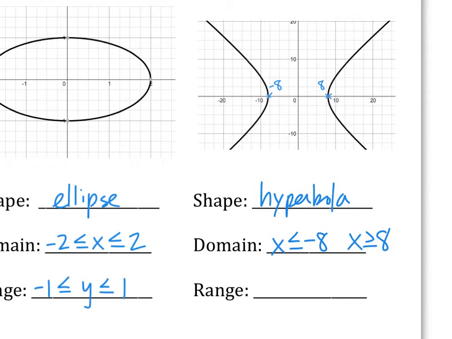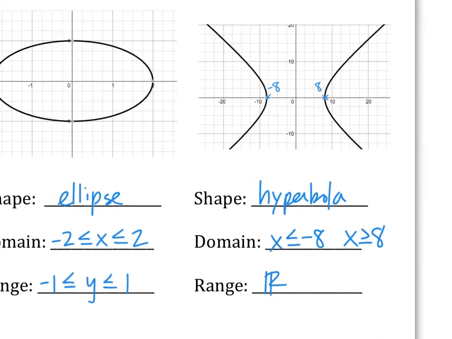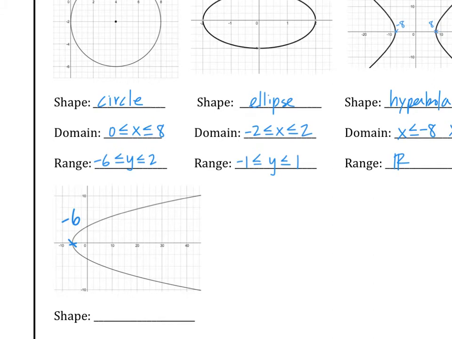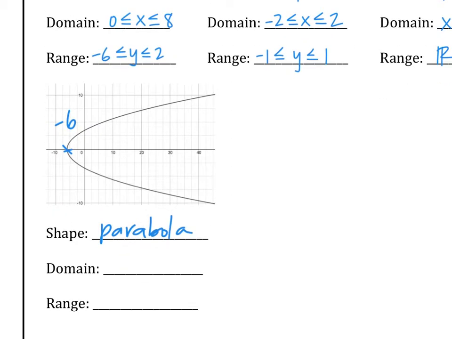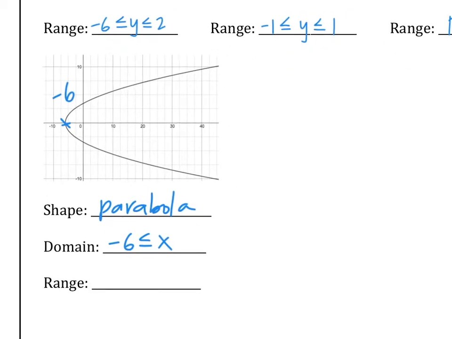Alice, range, you want to try it? Yes, very good. All real numbers. Okay, everything. The hyperbola is going to go on forever. Daniel, last one, shape. Parabola. Good. Okay, Brady, domain. -6 is less than or equal to x. Yes. Good job. Okay, Sally, range. Yes. All right, so that's that.